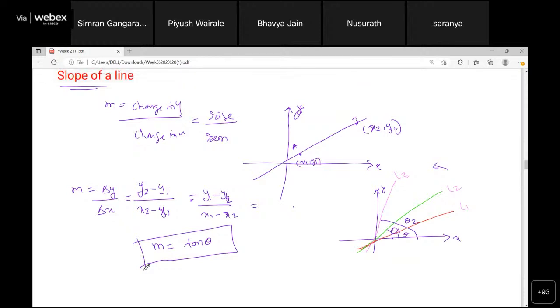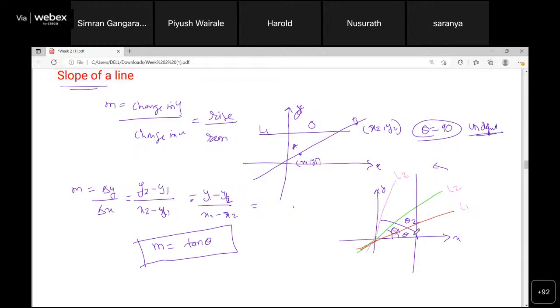So if I draw a line like this one, what is the slope of this particular line? Horizontal line, parallel to the x-axis. Zero. This is the slope. And if I draw a line like this, that is parallel to the y-axis, slope is undefined. Theta equals 90, that is undefined, right?